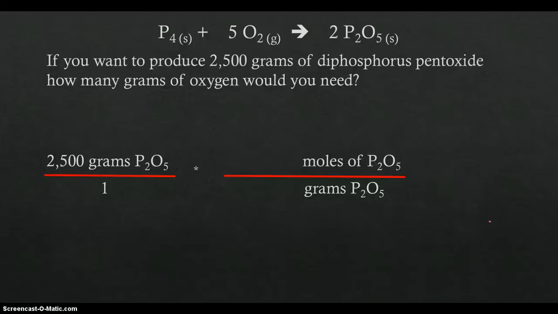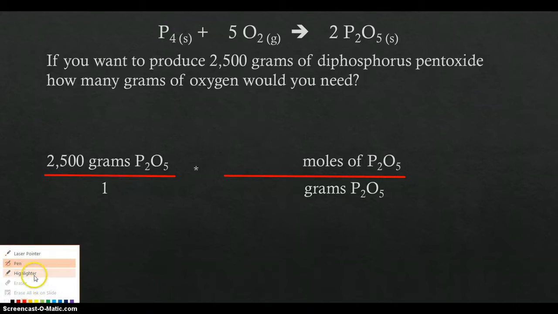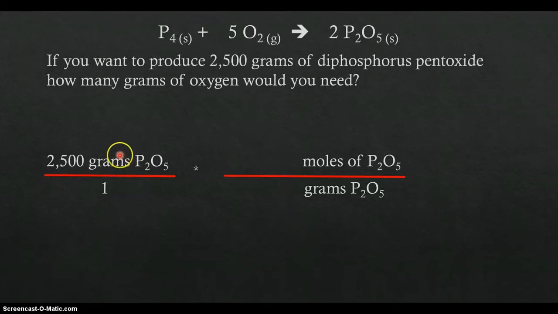You have your 2,500 grams of diphosphorus pentoxide, and that's your starting point. Here's my starting point. It's given to me in the problem, so I'm going to write that down over here, and then I'm going to set up my grams on bottom here so my grams cancel out, and I put moles because I want to convert from grams to moles.